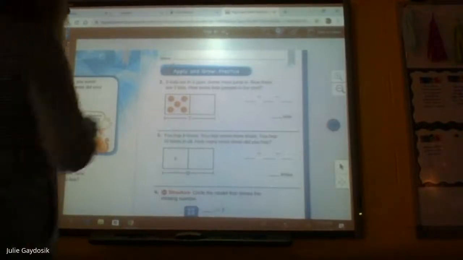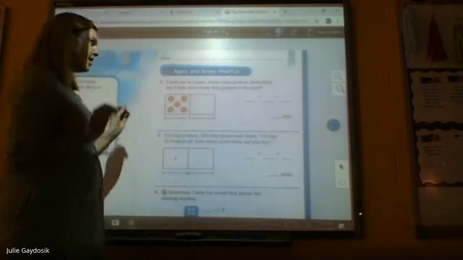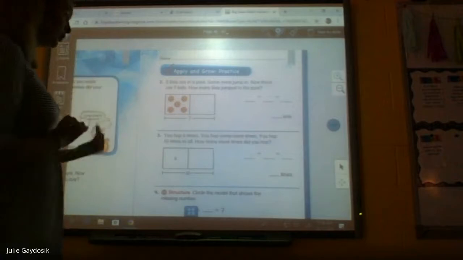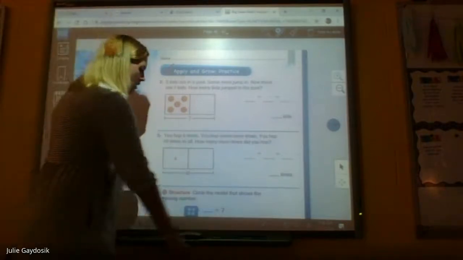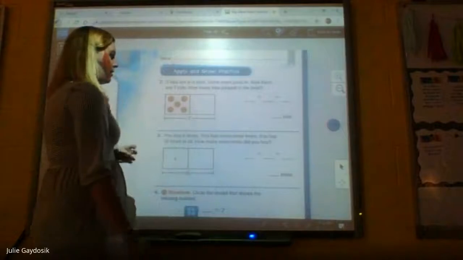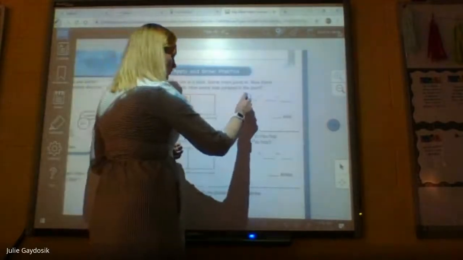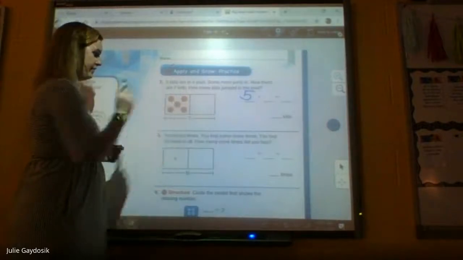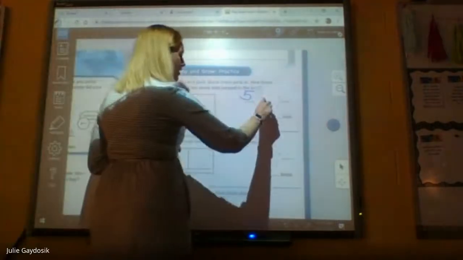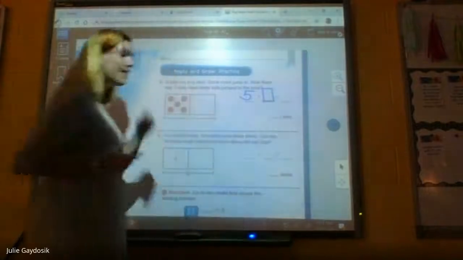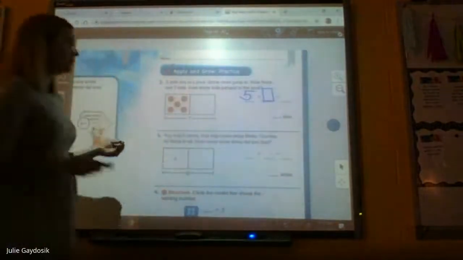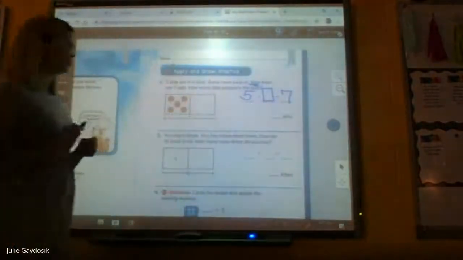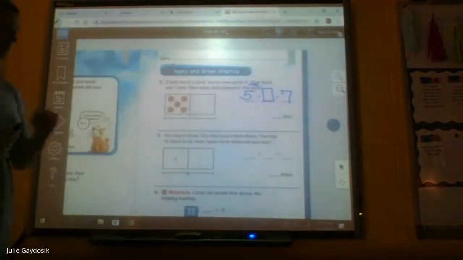5 kids are in a pool. Some more jump in. Now there are 7 kids. How many kids jumped in the pool? Okay, so again, we're going to write our equation. 5 kids are in the pool, right? They show that here. 1, 2, 3, 4, 5. Some more jump in the pool, but we don't know how many more, right? Now, there are 7 kids in the pool total. How many kids jumped in the pool?